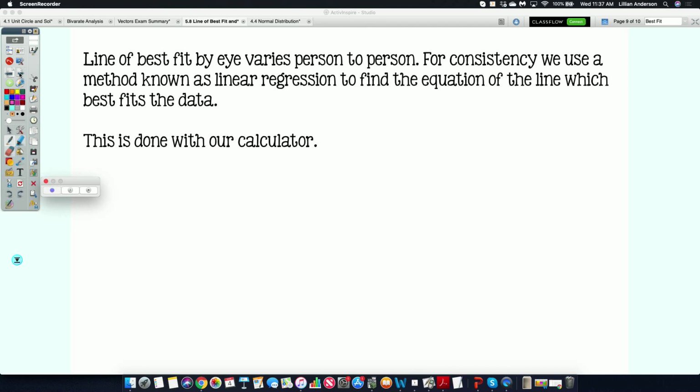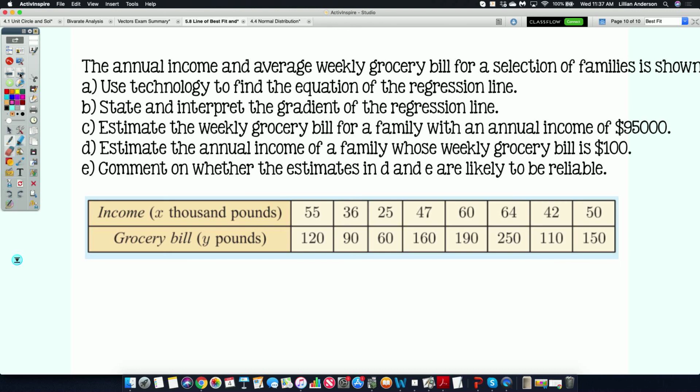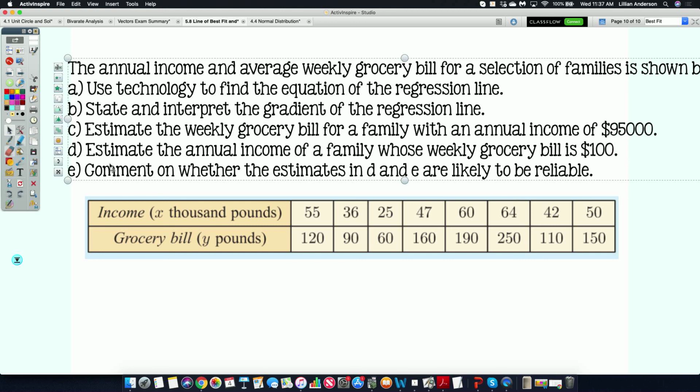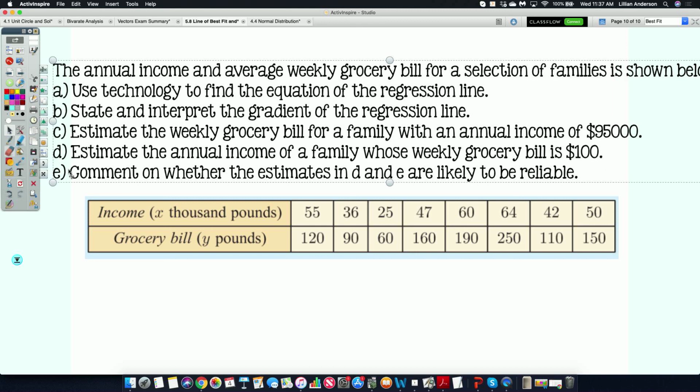So looking at the last example, it says the annual income and average weekly grocery bill for a selection of families shown, and we want to use technology to find our regression line. So since we're using our calculator, we want to make sure that we enter in our data.